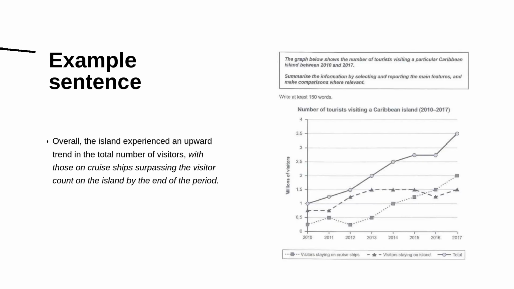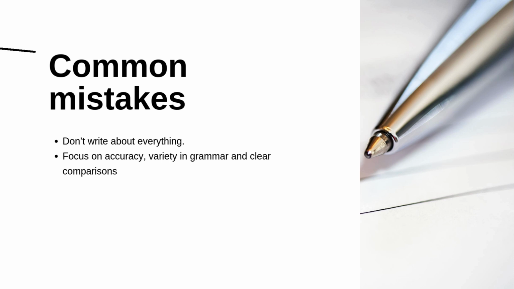Here's a quick example. Overall, the island experienced an upward trend in the total number of visitors, with those on cruise ships surpassing the visitor count on the island by the end of the period. That's a clear overview, no numbers yet, just the main story, but it shows that you understand what the whole line graph is showing. Common mistakes.